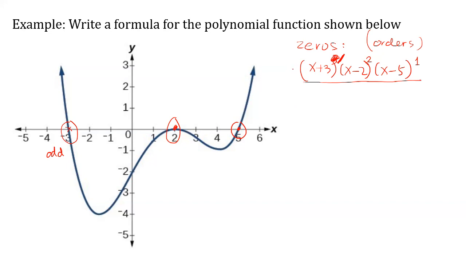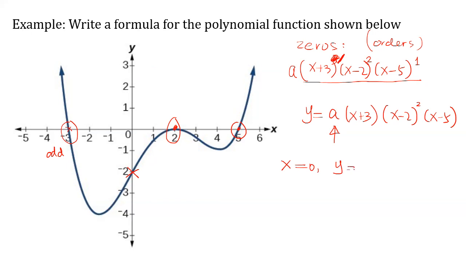And we can also put a stretch factor a, which is undetermined, in front of the function, right? So basically, we can write the function like this now. A times x plus 3 times x minus 2 to the second and x minus 5, right? And here we need to determine the value of a. Usually we'll use the easiest point, which can be the y-intercept, right? So because when x is 0, y is minus 2.